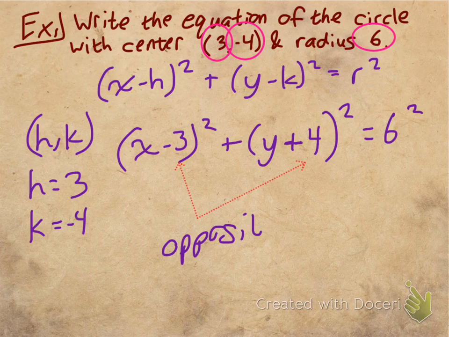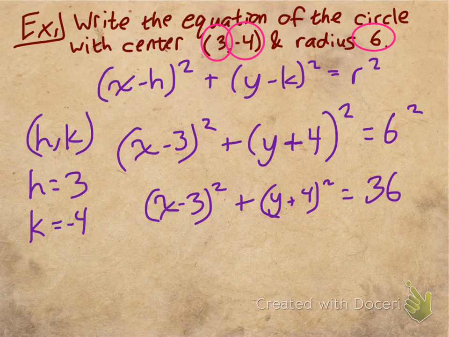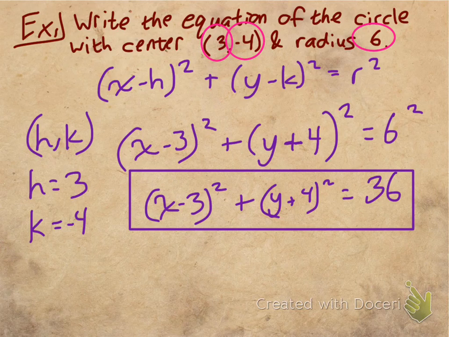If it helps, just make sure you know that it's just the opposite of the coordinate values. Okay, we're not done, however, because we still have to square the 6. So the final answer would be (x - 3)² + (y + 4)² = 36. And that would be your answer, because that's in standard form.